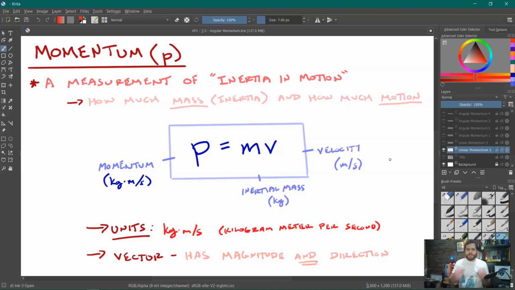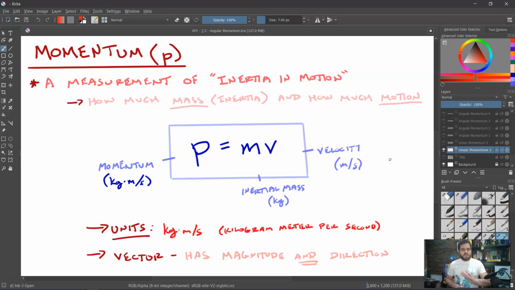Well, momentum is a measurement of inertia and motion. In other words, how much mass an object has and how much motion it has. And we calculate it with p equals mv, where p is the momentum in kilograms meters per second, simply equal to the mass times the velocity. Not to mention it is also a vector, meaning it has both magnitude and direction.